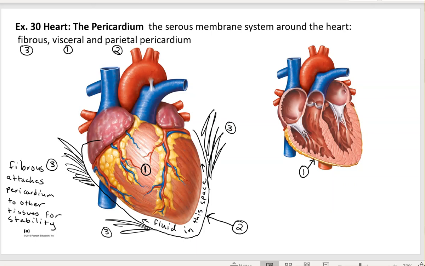And so the visceral pericardium lives right here on the surface of the heart. Same thing as epicardium, we'll see in a minute. Then there's going to be a fluid-filled space in this space. And then the parietal pericardium is on the outside. And then the fibrous pericardium is all of this stuff, and it's just dense connective tissue that helps to attach the pericardium to other tissues for stability, so your heart isn't able to beat itself up under your lung or something.